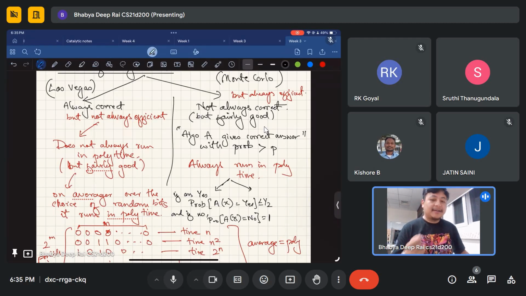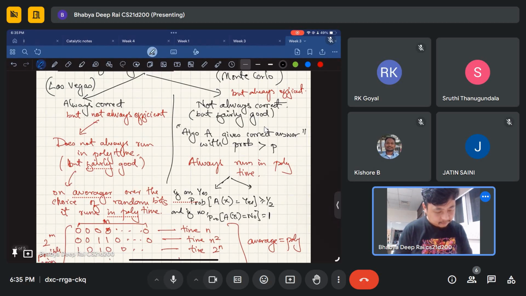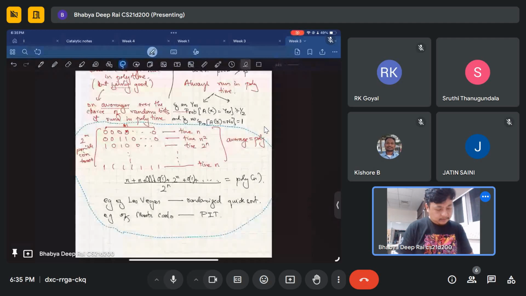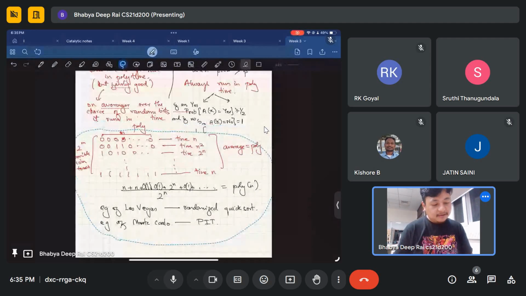You can equivalently state it in terms of error also. That is, if yes, the probability of saying no is, sorry, this is at least half, not at most. So the probability of saying no when the answer is actually yes is at most half. That's what you can say. And if it is no, the probability of saying yes is exactly equal to 0, which means it never makes an error. So this kind of algorithm is what is called a one-sided error algorithm. There is only one error on one side.